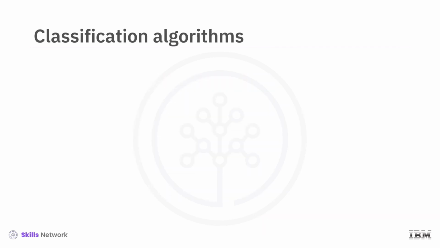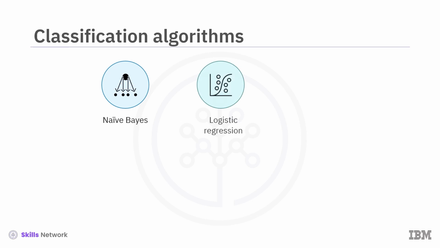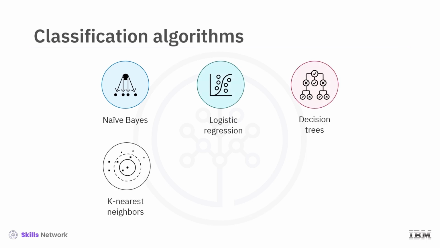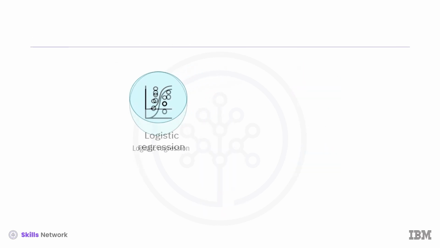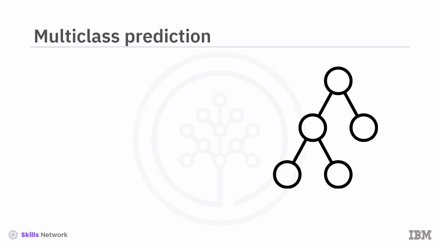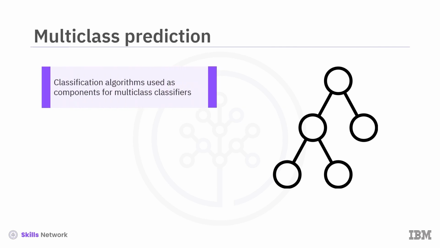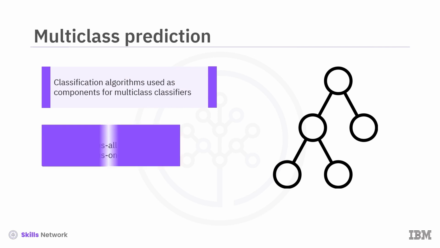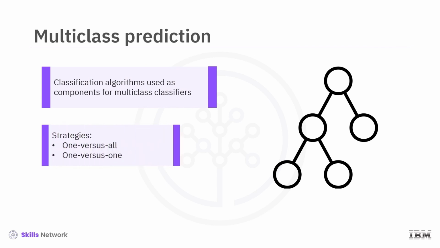You can use many different types of algorithms to build your classification model. Some common machine learning classification algorithms include naive Bayes, logistic regression, decision trees, k-nearest neighbors, support vector machines, and neural networks. Algorithms like logistic regression, KNN, and decision trees can learn how to distinguish multiple classes. Many classification algorithms are not able to make distinctions between more than two classes, but you can use them as components for multi-class classifiers. Strategies for extending binary classifiers to handle multiple classes include one versus all classification and one versus one classification.